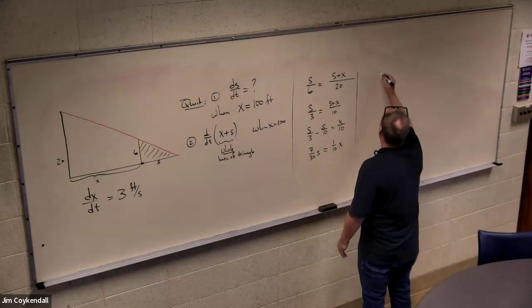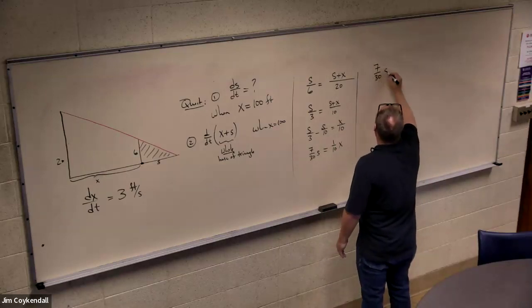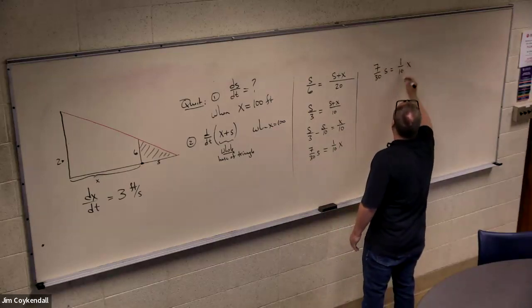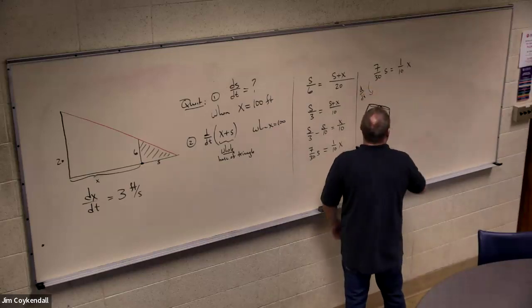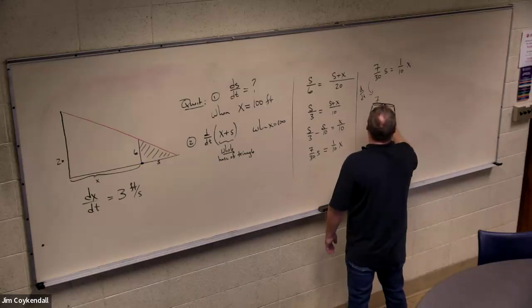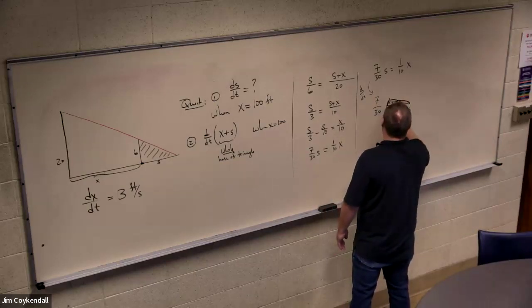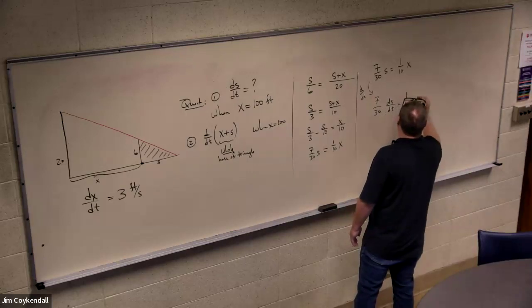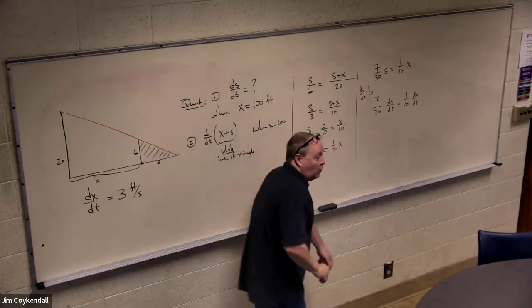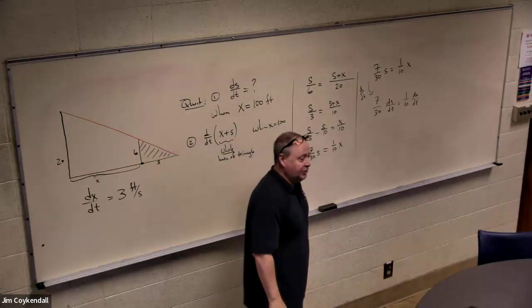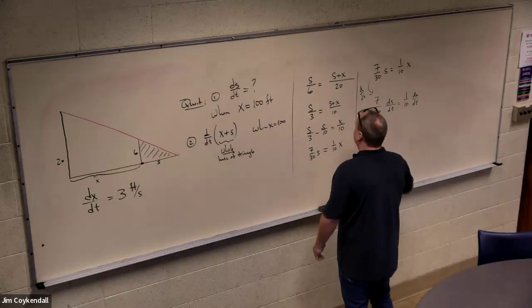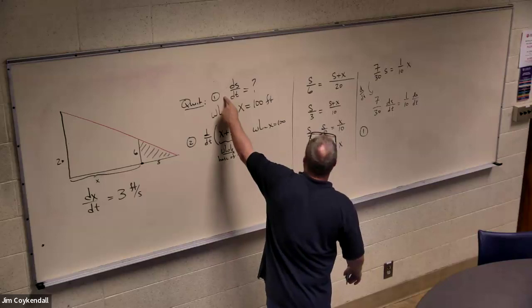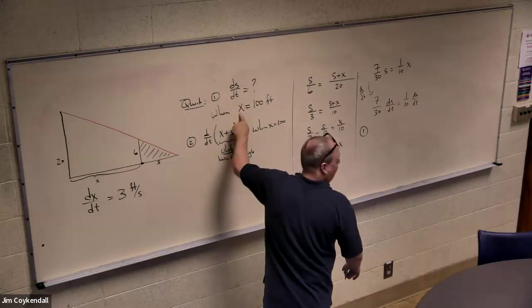Now that I've got my equation that relates them, I'll take a derivative with respect to time, which is terribly easy to do. The derivative of s is ds/dt. The derivative of x is dx/dt. And we're going to learn some physics about this, which might surprise you. Let's answer question 1. We want to know ds/dt when x is 100.